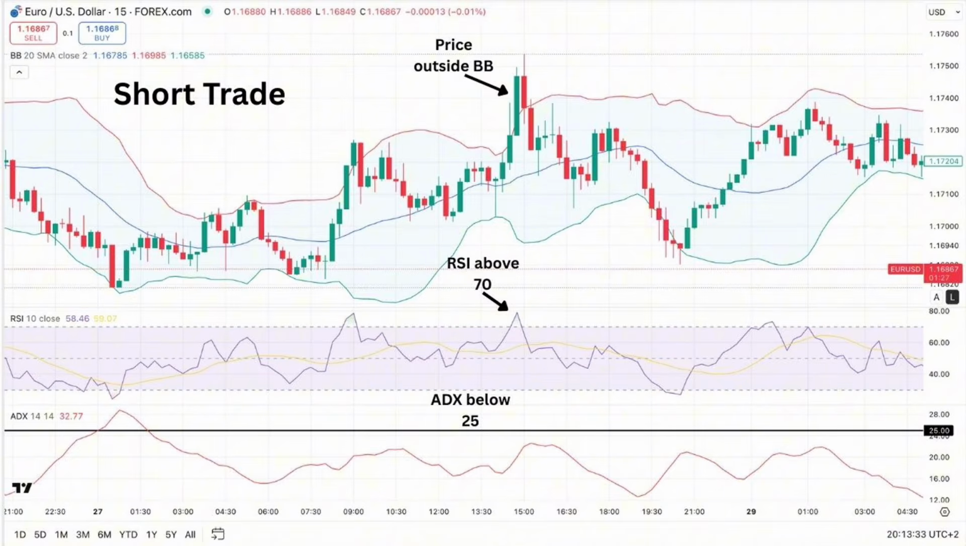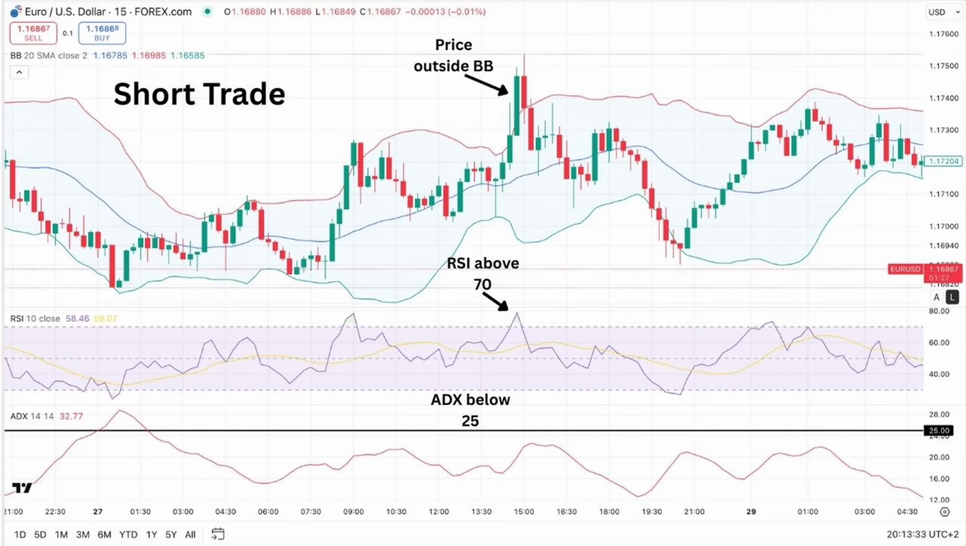For a short trade, your RSI must close back below 70 after rising above it, so after you've seen it go into overbought conditions. The ADX must be below 25, so that's your standard rule, always below 25, no matter whether you're going long or short. And then ideally the candle touches or closes outside the upper Bollinger Band. And then you'll enter a sell at the next candle's open.